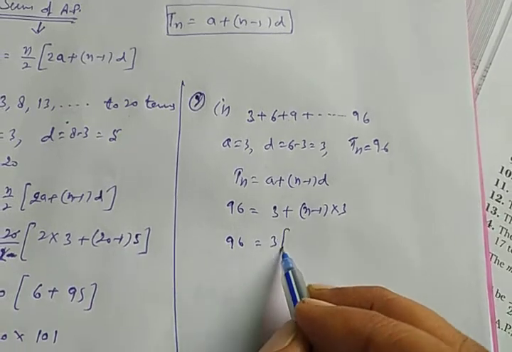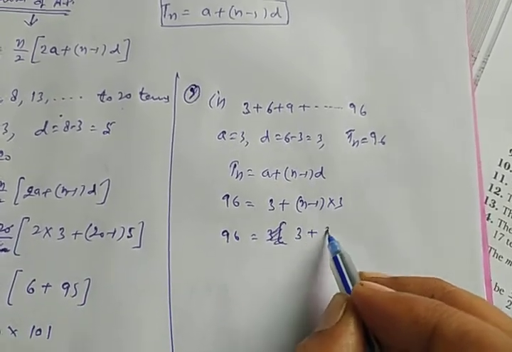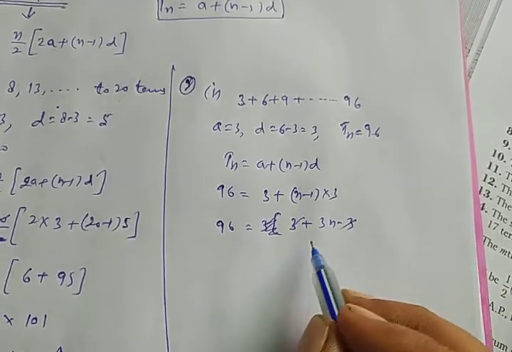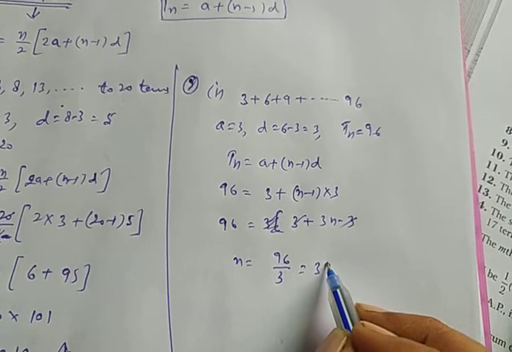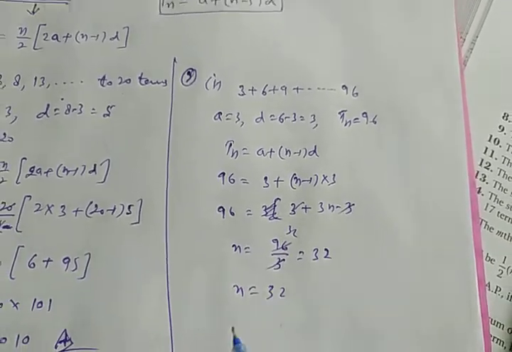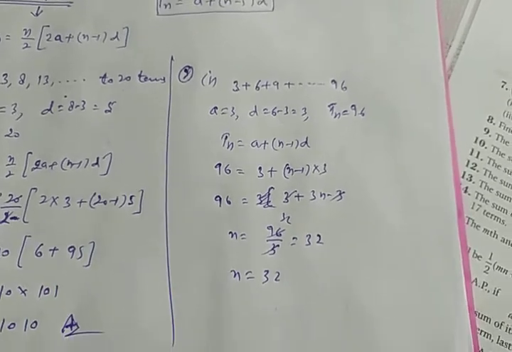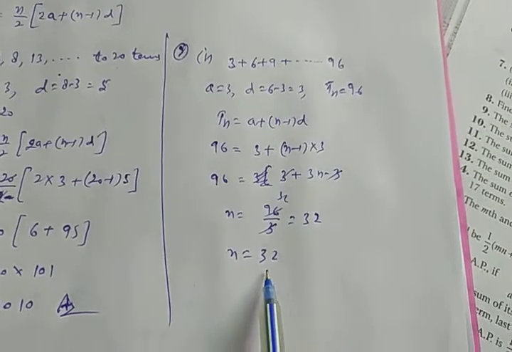96 is equal to 3, take common. Rather than taking common you can also write 3 plus 3n minus 3. This 3 will be cancelled. n is equal to 96 upon 3. 3 threes are 9, 3 twos are 6. n is equal to 32. It means you have to add 32 terms. There are 32 terms in the series. You have to add all these.